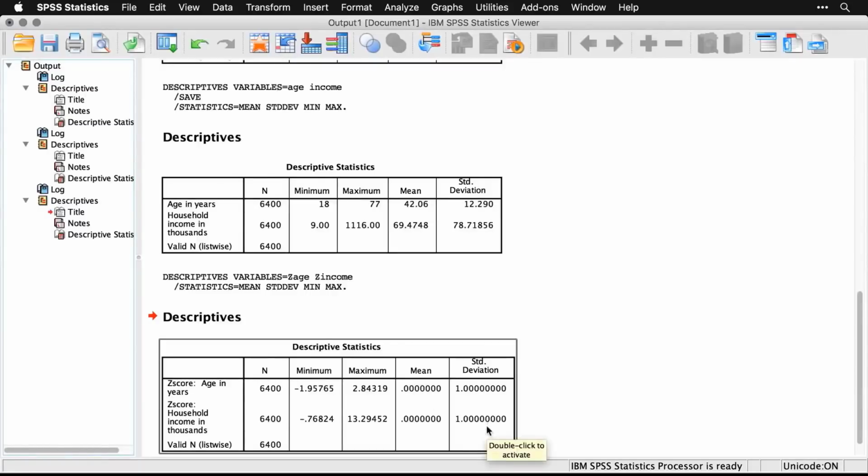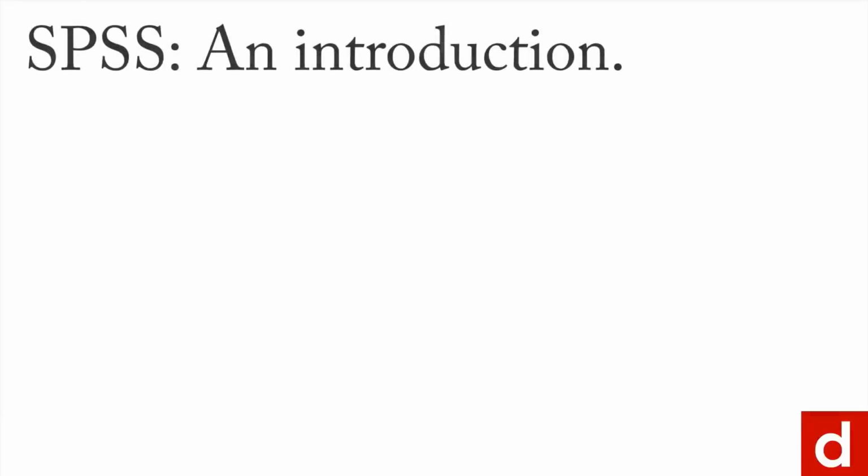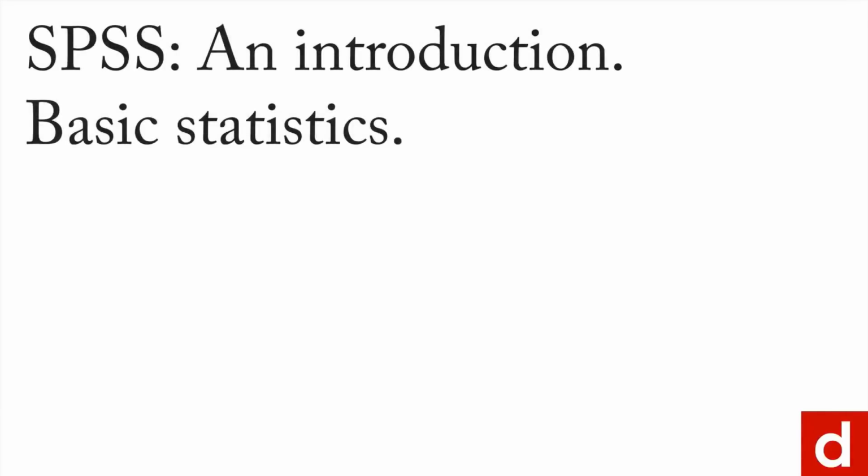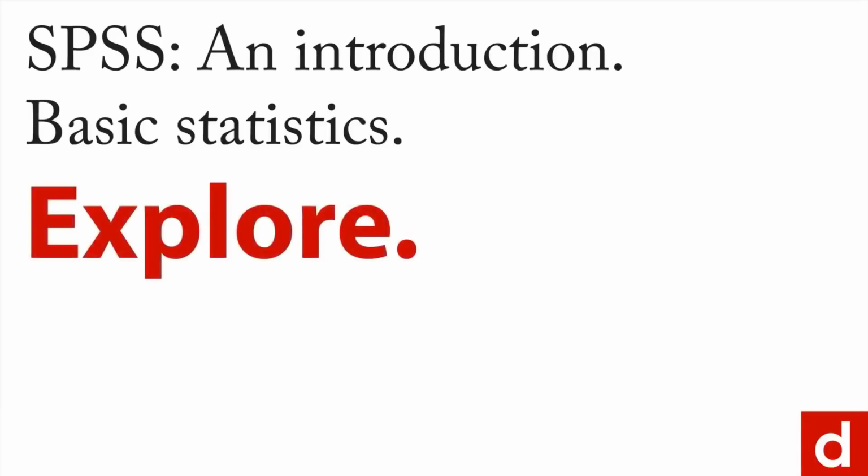We didn't have to remember any values. We didn't have to round things off. It did it exactly for us. And so that is what the descriptives command does. It makes a very concise tabular output, and it also allows you to save standardized or Z-scores for use in certain procedures. For a final look in SPSS at basic statistics, we'll look at the Explore command.